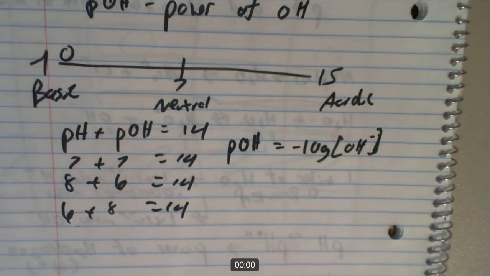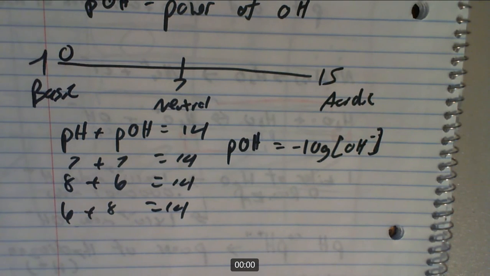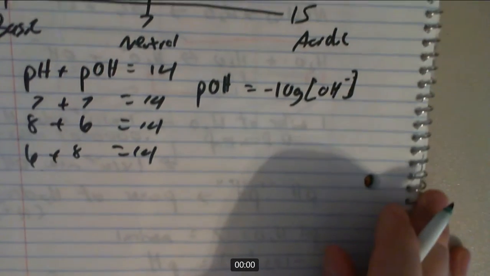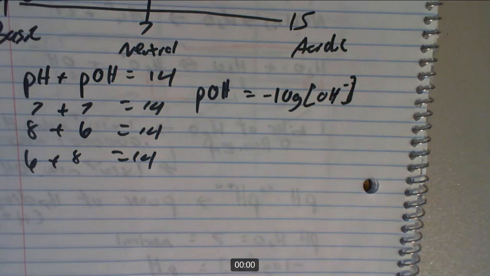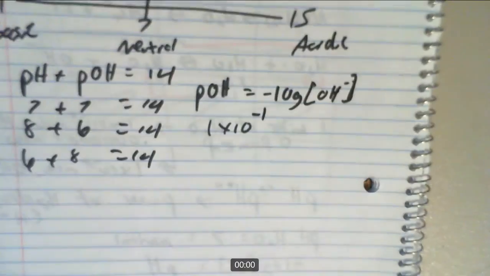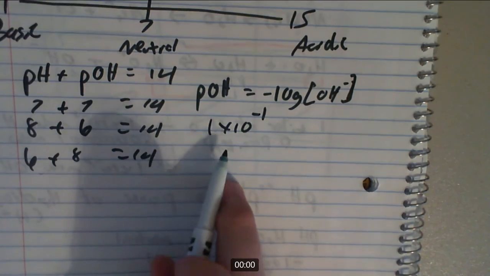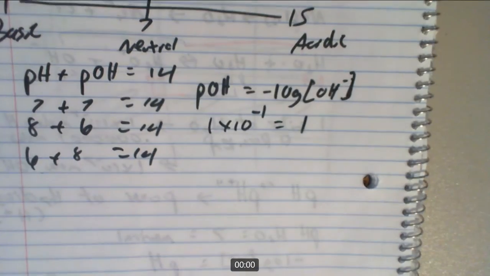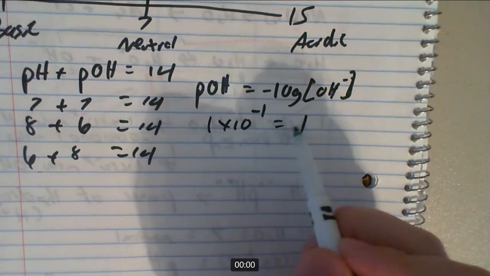So let's talk about log for a second. I'm not going to get into all the details of logarithms because they suck. However, I will tell you that for us, we all deal with log base 10, which means it's 1 times 10 to something. So 1 times 10 to the negative 1. The negative log of that would be 1, right? Because you take the log of that number and then change the sign.